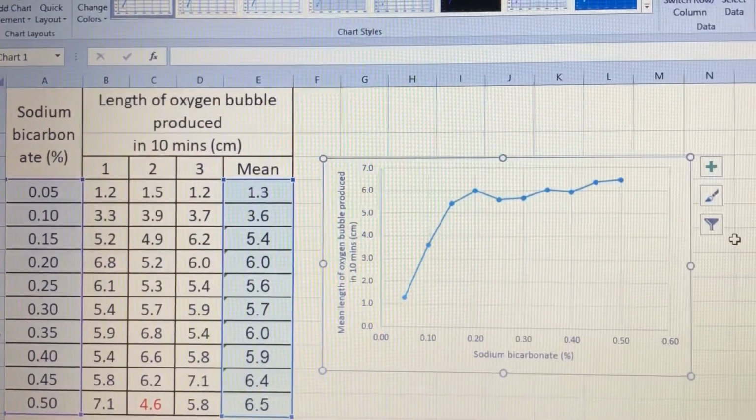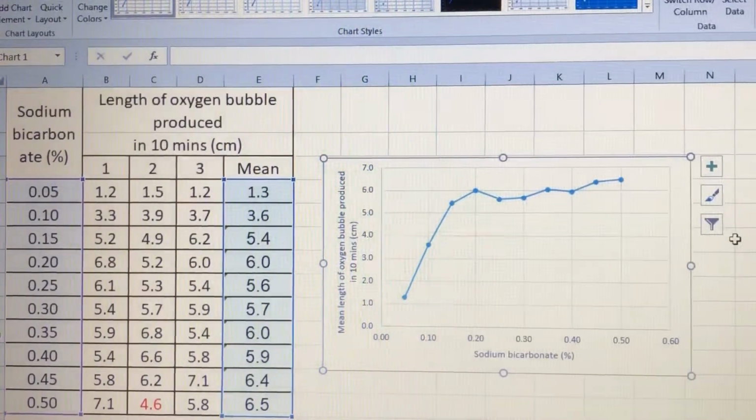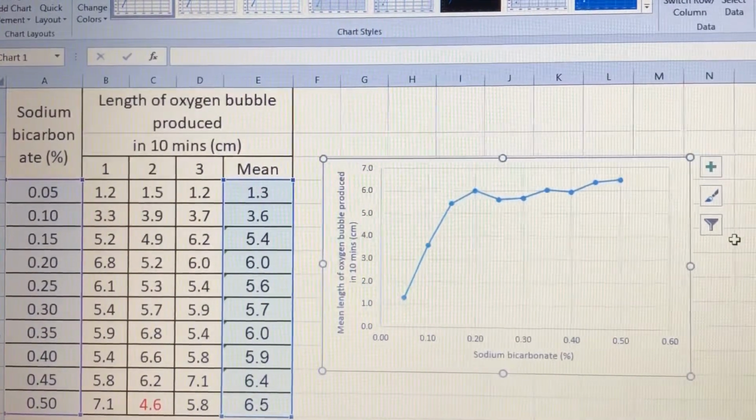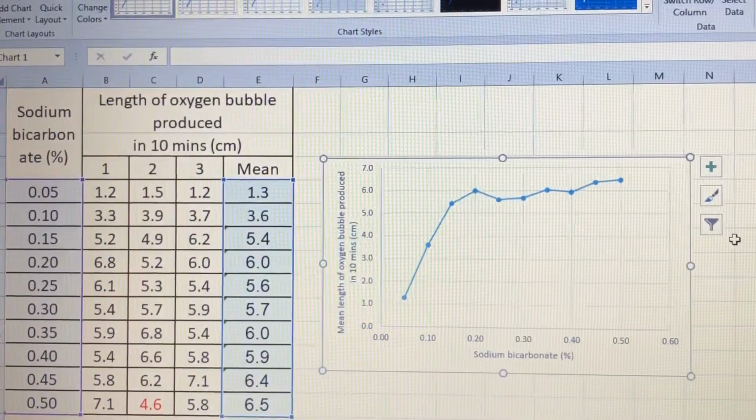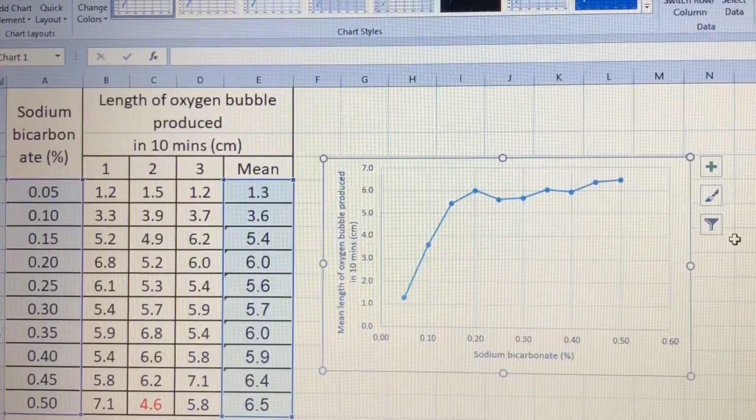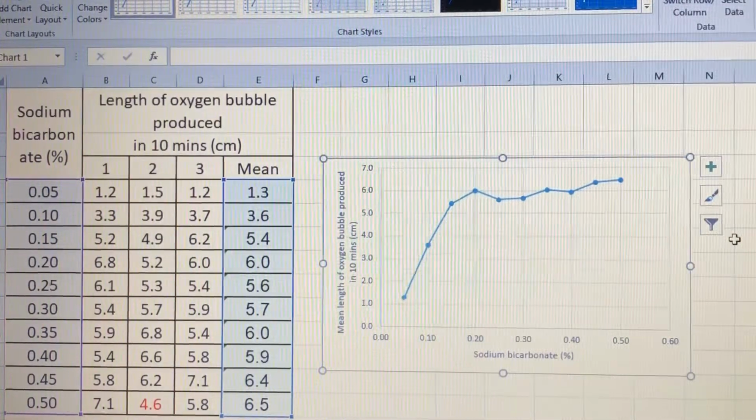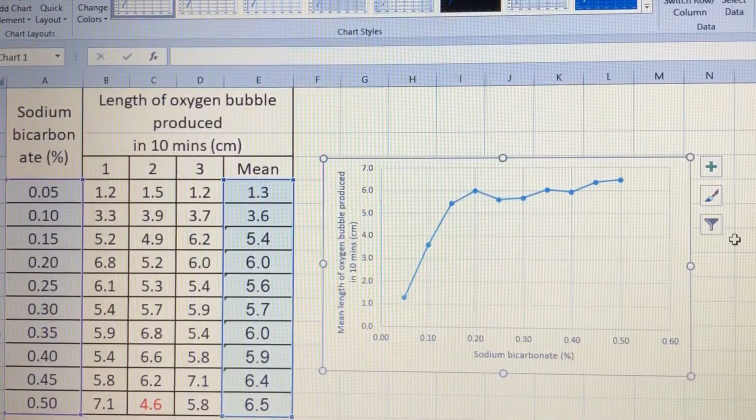Now I'm going to transfer that graph into our original slide, and we'll look at all of the questions we need to answer in order to do our conclusion. Like I said, if you've done this on paper or on Excel, either way is absolutely fine. If you need extra time, pause now.